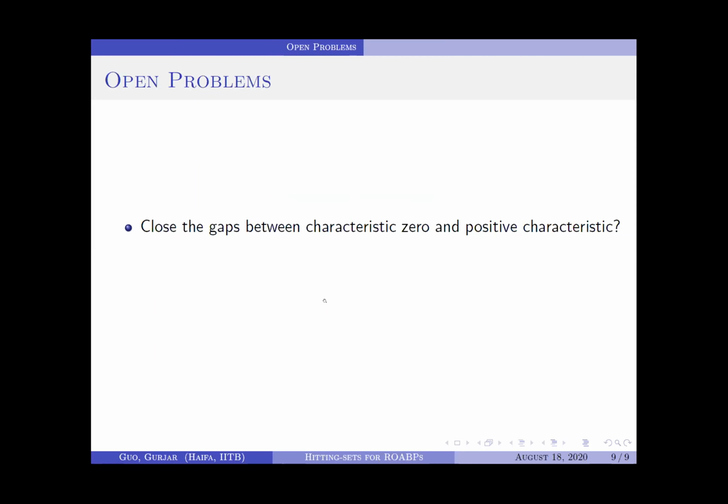So finally, let me give you some open problems. The first, natural problem is closing the gap between our results for characteristic 0 or large, and those for small positive characteristics. And secondly, it's a big open problem to construct polynomial-sized hitting sets for ROABPs. And this is open even in the log-variate regime. So that's the end of the talk. Thank you.